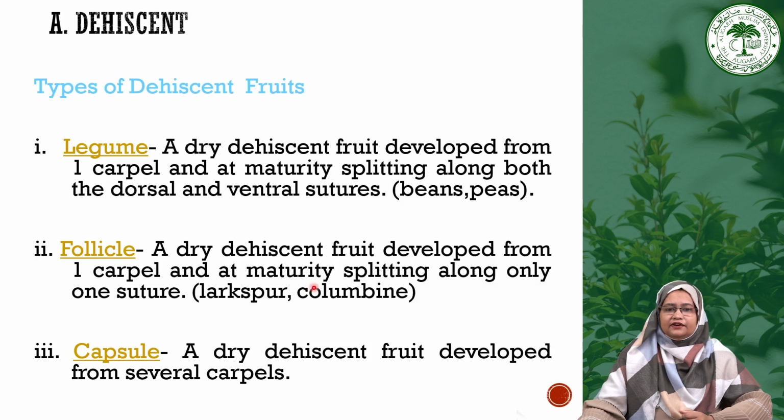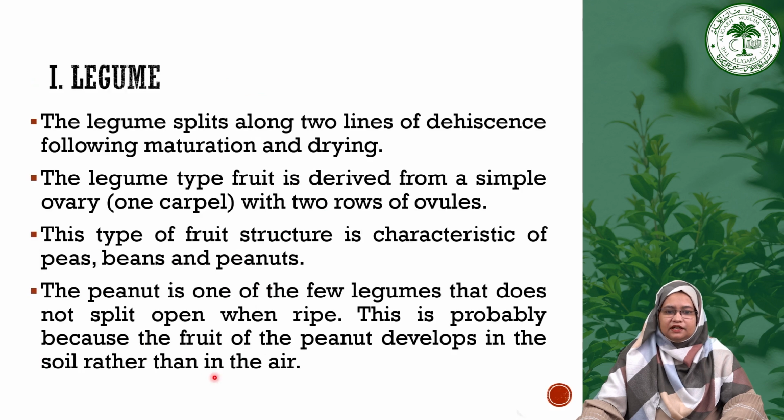And follicle is a dry dehiscent fruit that develops from a single carpel, but at maturity splits along only one suture. So legume splits along both dorsal and ventral sutures, while follicle splits along only one suture, and capsule is a fruit that develops from several carpels and dehisces. This type of fruit is called a capsule. So legume and follicle are both developed from a single carpel, but the capsule is developed from many carpels. Legume splits along the dorsal as well as ventral sutures, while the follicle splits along only one suture at maturity, while capsule is developed from more than one carpel.